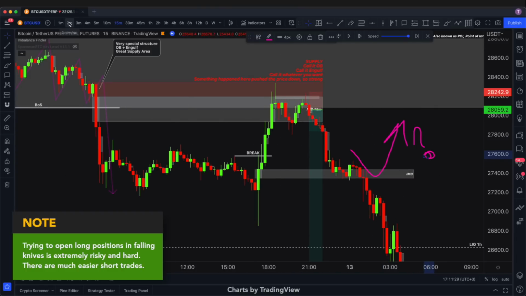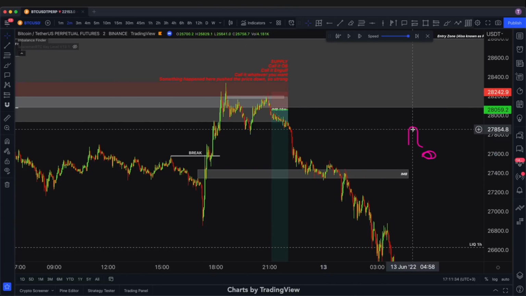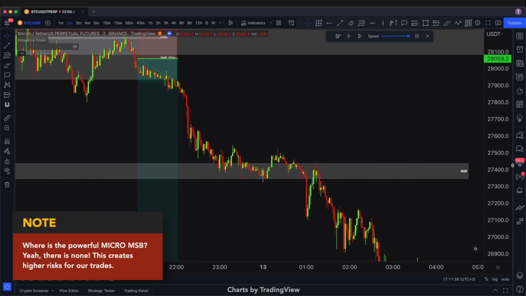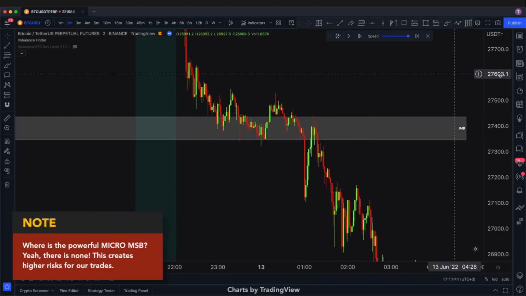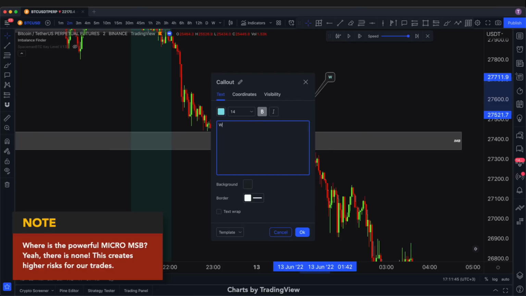However, I wanted to watch the price action in low time frames. As you can see clearly, there is no clear or powerful upwards movement with any kind of high quality MSP in low time frames. I said this probably 100 times. Best entries are found in low time frames. There is no entry here for a long position.